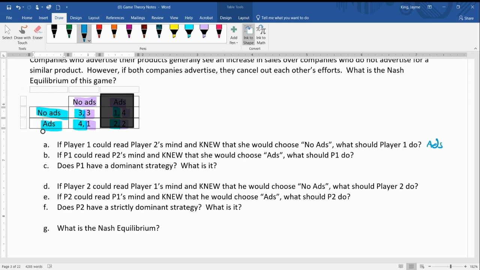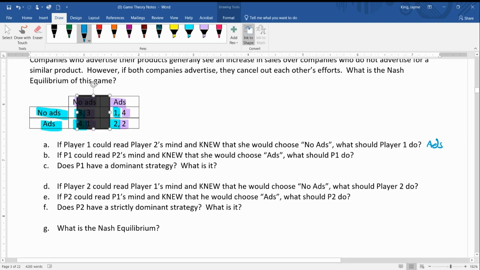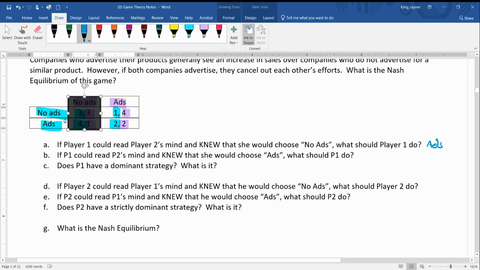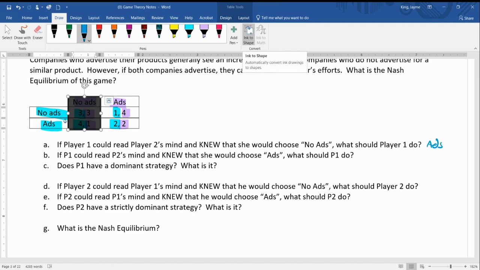Okay. Now, question 2. If you could read player 2's mind and you knew that they were going to choose ads, so now I know that I'm here. All right, what should they do? Well, their outcomes are either 1 or 2. Which one's bigger? 2. So ads. So do they have a dominant strategy? Yeah, and it's ads, because they should do that either way.